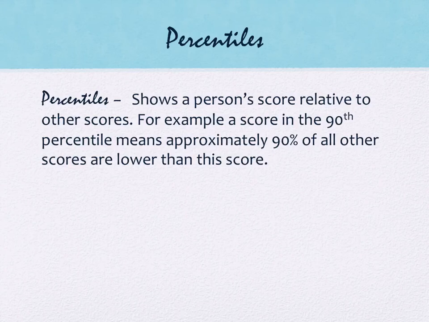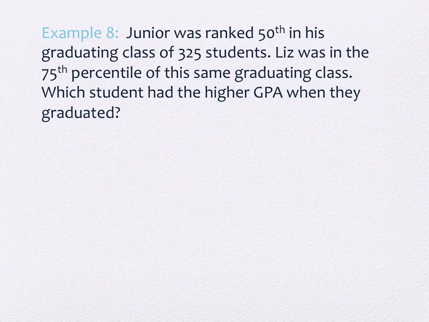All right, so we're going to take a look at an example from a standpoint of academics for percentiles versus class rank. Class rank is something you're probably familiar with, right? Where do you fall in the list of highest to lowest GPAs in your class? Junior was ranked 50th in his graduating class of 325 students. Liz was in the 75th percentile. So ranking and percentiles are related, but they're not telling you the exact same information at face value. The question is, which student had the higher GPA when they graduated?